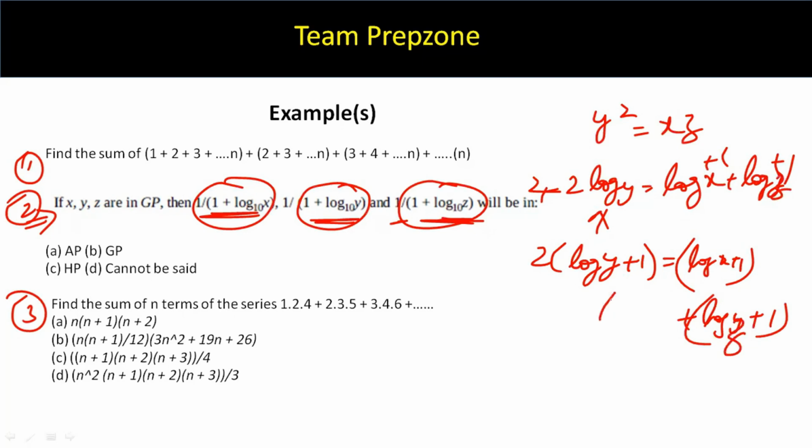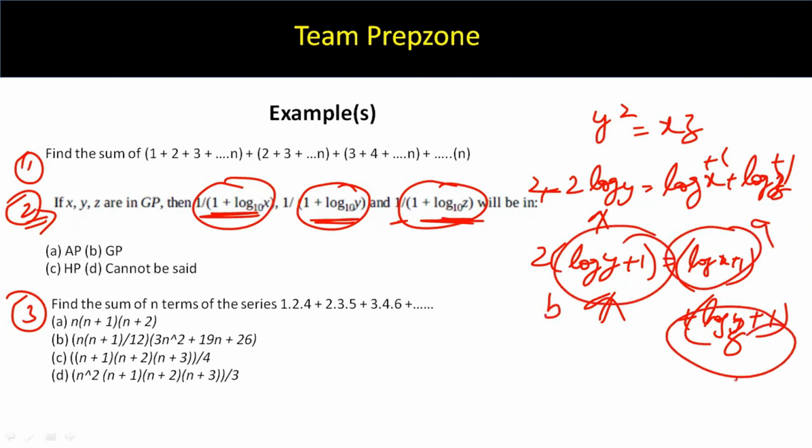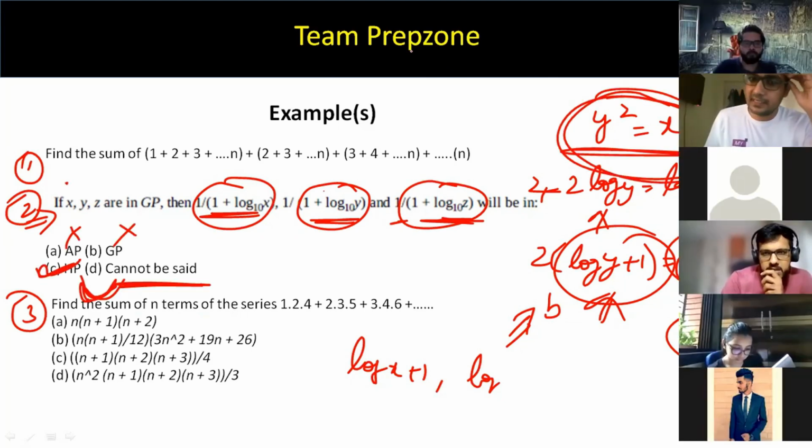So what I have concluded from here is, what is this? If I consider this whole thing as b, so this is 2b is equals to a plus c, right? 2b is equals to a plus c is a form of AP. So from here we can say that log x plus 1, log y plus 1 and log z plus 1 are in AP. If these are in AP, then their inverse terms will be in HP, right? I've just explained HP is nothing but inverse of it. Hence, answer for this question has to be HP. HP is nothing but the inverse of AP.